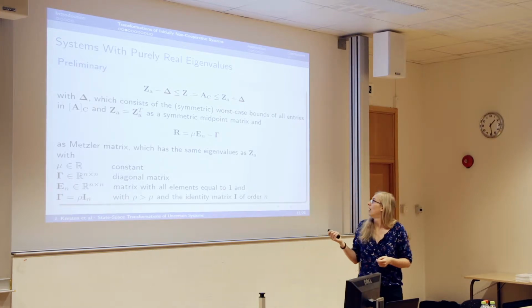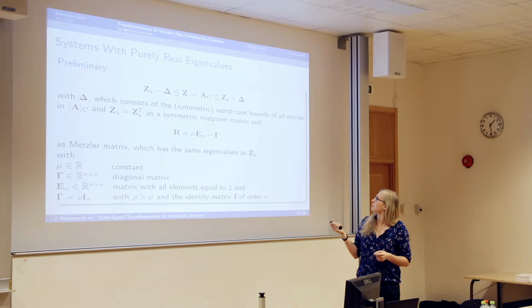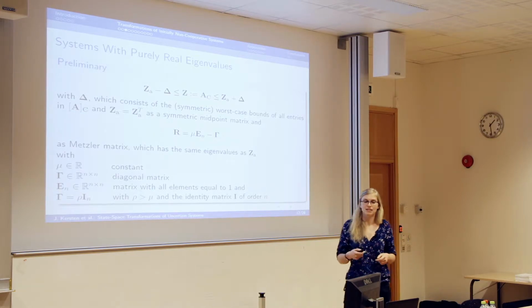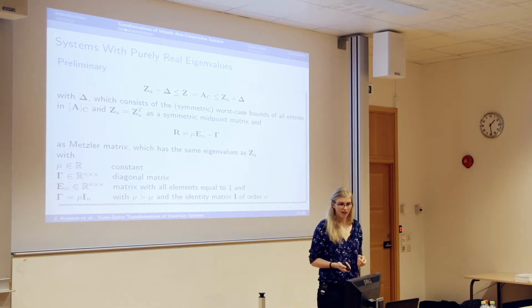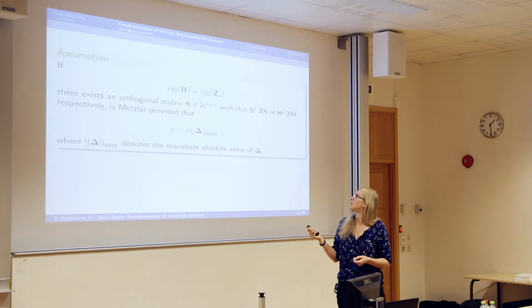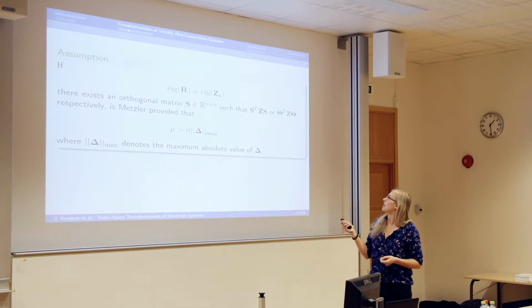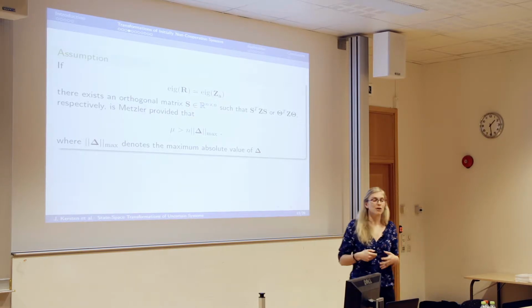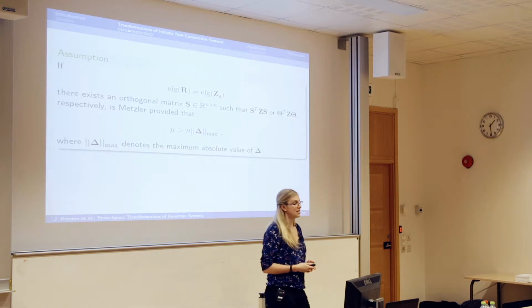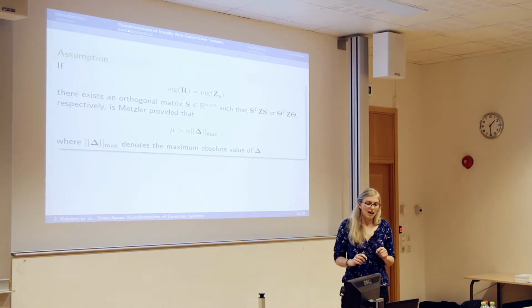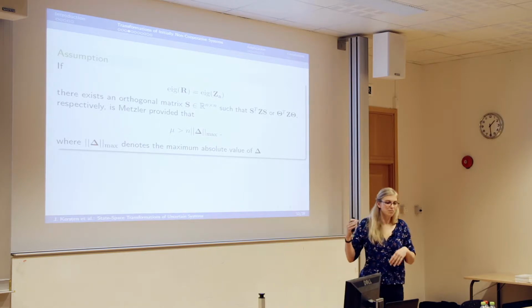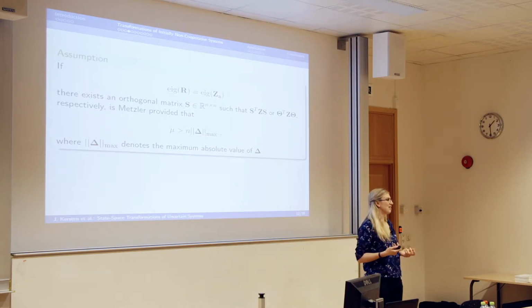And we're searching for a Metzler matrix R, given in this structure, that has the same eigenvalues as our ZA. So this means if there is a matrix R which has the same eigenvalues as our ZA, then we have an orthogonal matrix S which can transform the system into a Metzler form. Well, provided that this holds, but let's get to that later. So, as you may see, this sounds quite complicated.